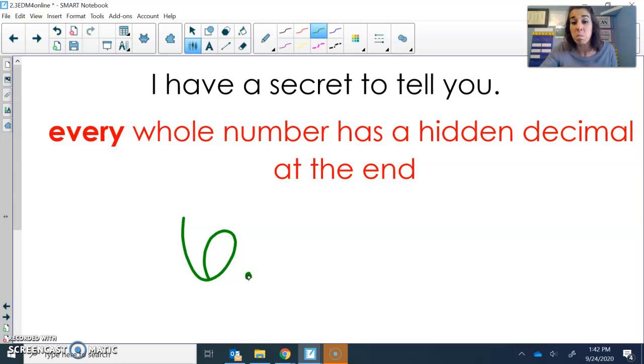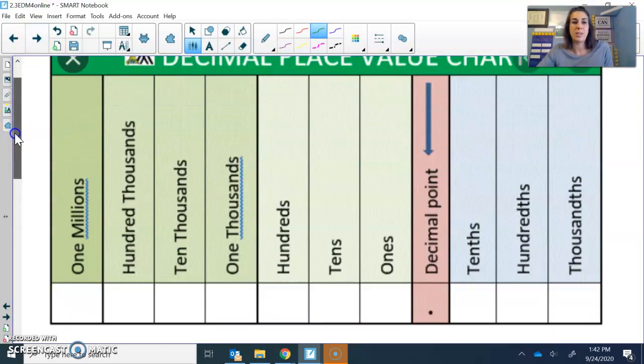Let's do another one. How about 17? Guess what? There's a decimal at the end of that 17. Just nobody ever talks about it, and we don't write about it because it's so common. Did you know that? Let's look at why this is important.